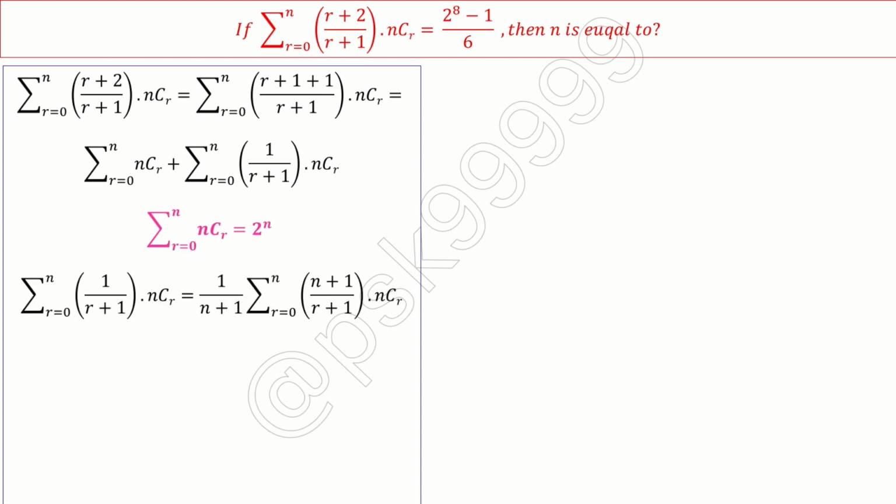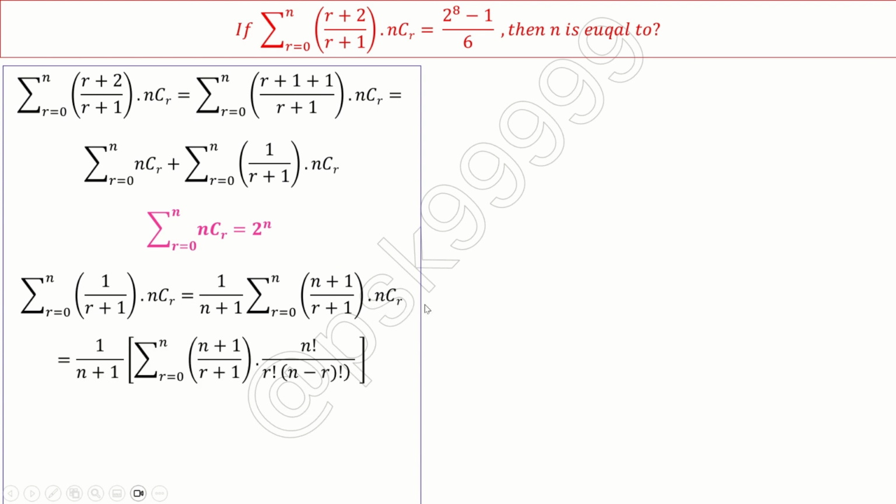Now the second term. Take the second term, which is sigma 1 by r plus 1 nCr. If I divide and multiply with n plus 1, it will become 1 by n plus 1 sigma n plus 1 by r plus 1 times nCr. Now this is 1 by n plus 1 times sigma n plus 1 by r plus 1 into, if I expand nCr, n factorial by r factorial into n minus r factorial.